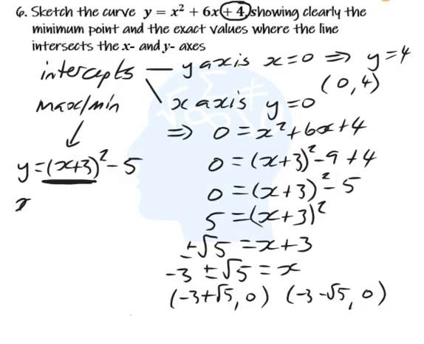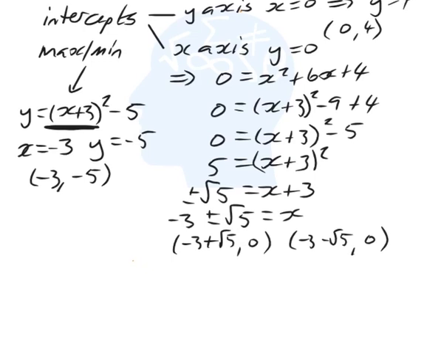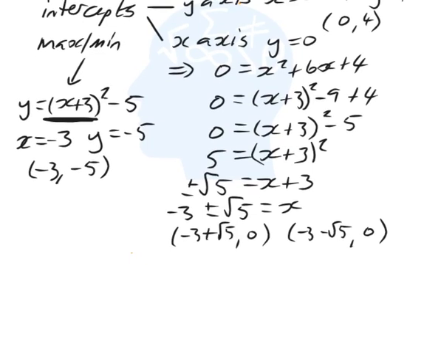That's going to occur when x equals minus 3. And if x equals minus 3, the square bracket is 0. That leaves us with y equals minus 5. So we've got minus 3, minus 5 is our minimum point. So the last thing we've got to do now is take all that information and turn it into a sketch.